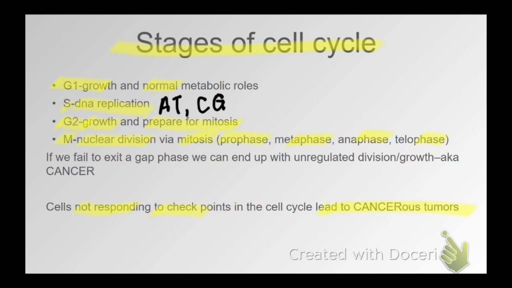Give me a fist of 5 on this. Okay, several minutes, that's fine. So as you're writing, I am going to review it one more time. G1 is when growth and normal things happen. S is where it replicates. G2 is, again, another phase of growth and preparing for mitosis. M is mitosis. If we miss G1 or G2, those checkpoints, that is when we can end up with cancer.